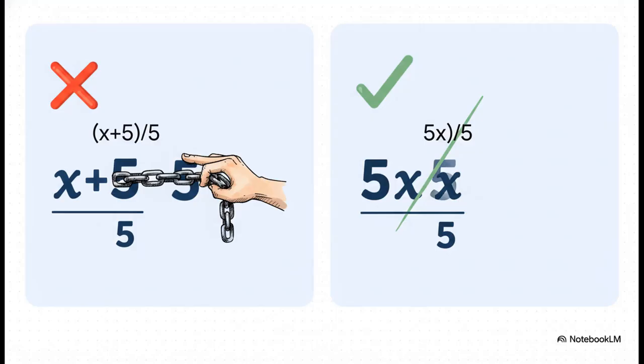This slide shows, without a doubt, the number 1 mistake people make. On the left, in x plus 5 over 5, that 5 on top is a term. It's attached by addition. You cannot just cancel it out. That's illegal in the laws of math. But on the right, in 5x over 5, the 5 is a factor. It's attached by multiplication. That you can absolutely cancel. Understanding this difference is everything.